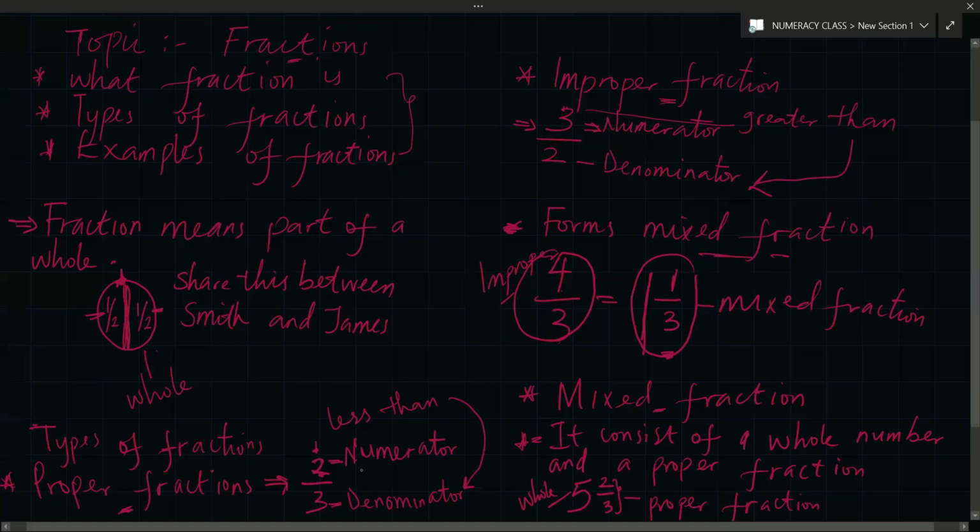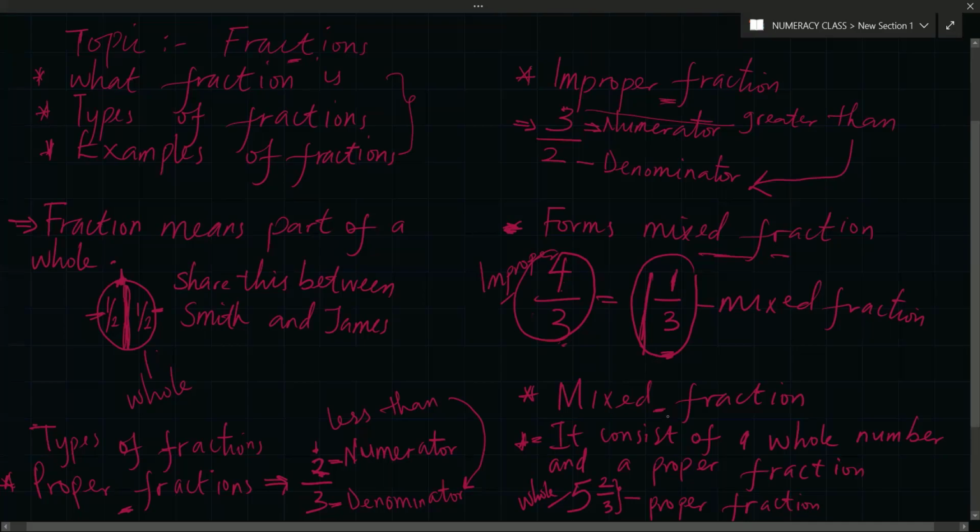Now we have the improper fraction. We said the numerator is greater than the denominator. Also, I told you that the improper fraction forms mixed fraction. I gave you an example of 4 out of 3. To form a mixed fraction, we ask how many times 3 divides 4. That is 1 time, remainder 1 out of 3.